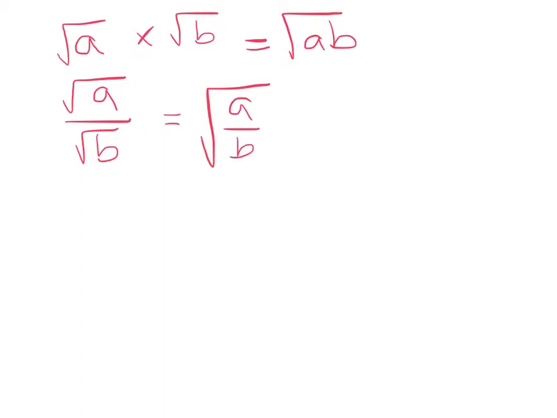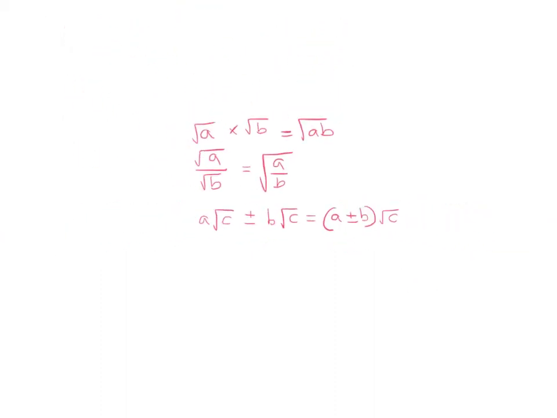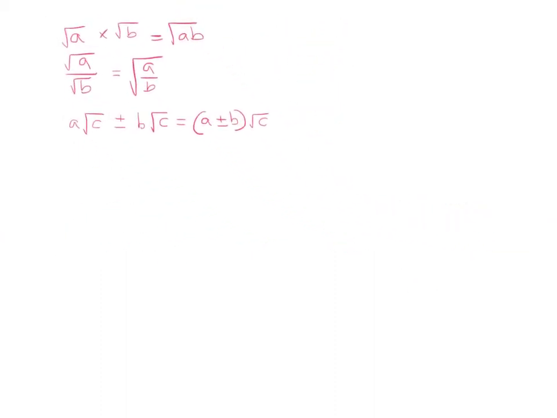And finally, a times the square root of c plus or minus b times the square root of c will equal a plus or minus b square root of c. Alright, you can collect the constants together. Good. I want to show you an example of rationalising the surd.